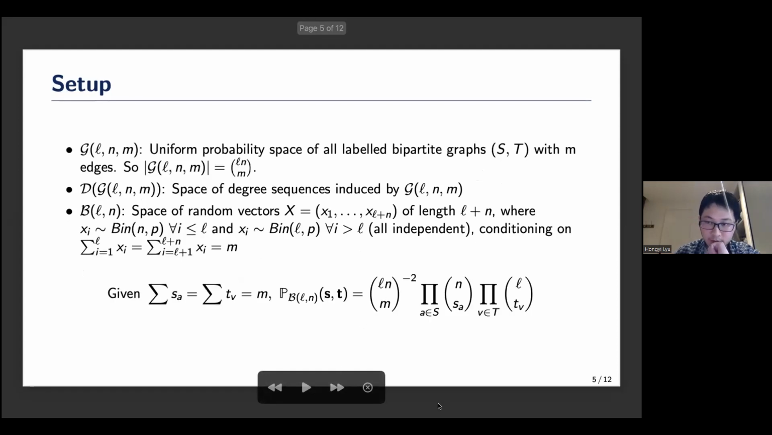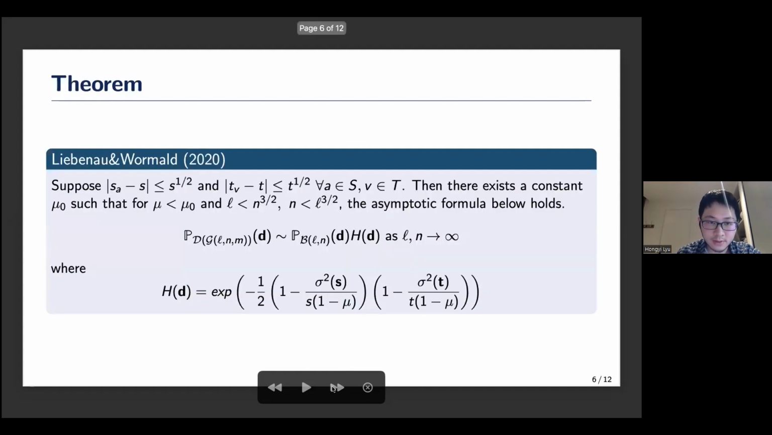And with just a little effort, we can show that given a balanced sequence, its probability in this binomial space is going to be this expression here. And we can already see that this looks very similar to what we have for the conjectured asymptotic formula. And here's what was proved by Liebenau and Wormald in the recent work. And here we can see that the main condition is this one here.